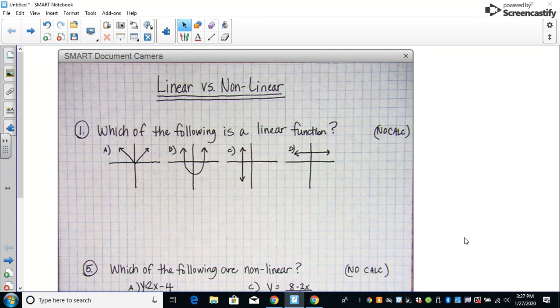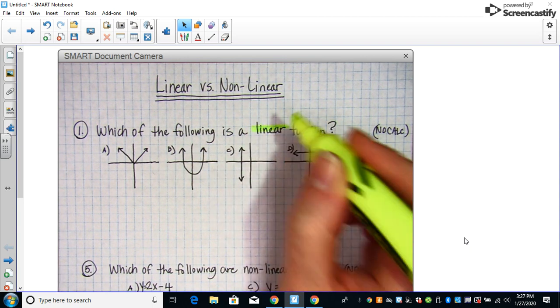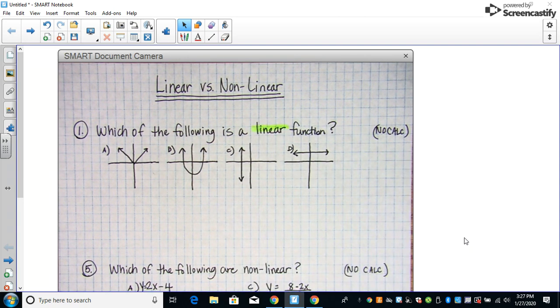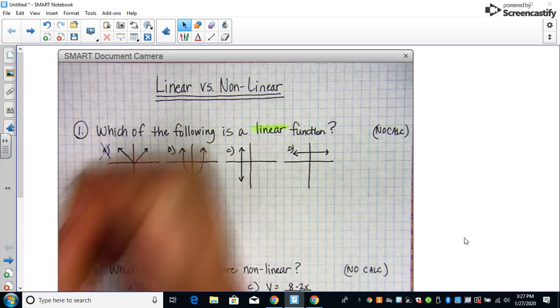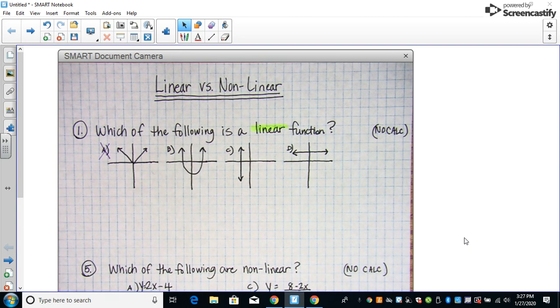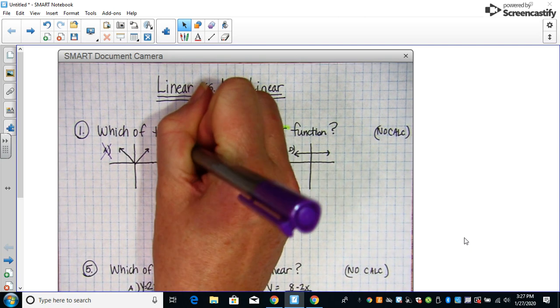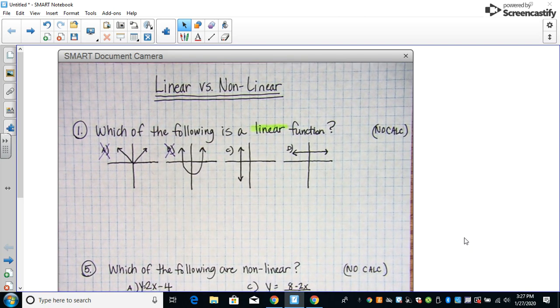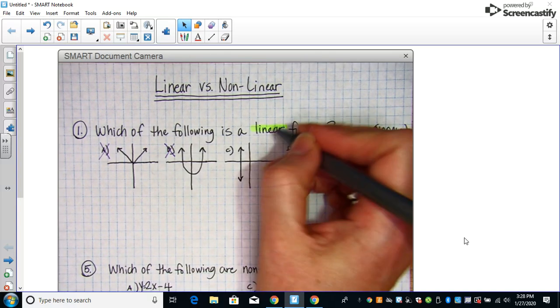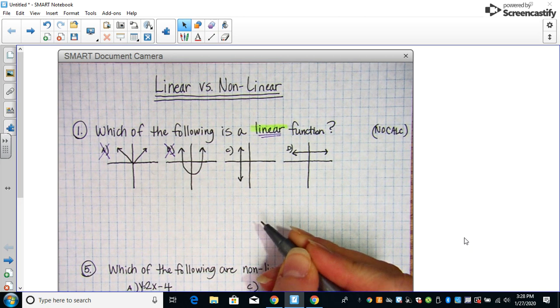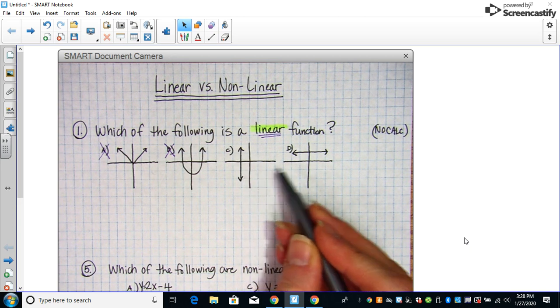So let's look at number one. I'm giving you four choices, and it asks which of the following is a linear function. Well, obviously, when we hear linear function, we think a straight line. So I would guess that A would be out because it's not a straight line, it has a bend in it. And then B would also be out because it has a curve in it. Then we look at C and D, and I'm guessing a lot of you saw linear, and the first straight line that you saw was C. But then we have a problem.